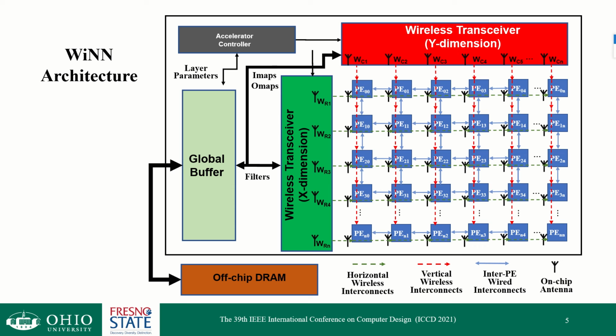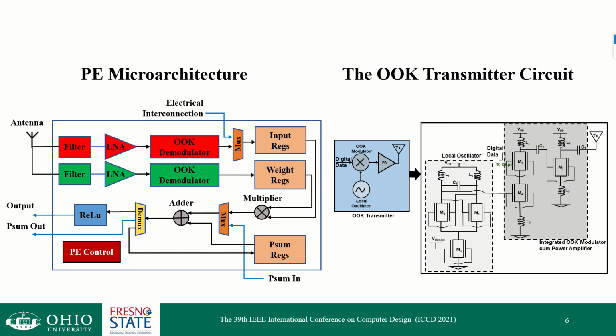Each processing element consists of a local memory, a computation unit, and a wireless receiver. Each processing element can receive the weight data and the inputs through the internal wireless receiver. The left figure shows the microarchitecture of the processing element. Two wireless receivers colored in red and green obtain weights and inputs through the external antenna respectively. The adder and the multiplier fetch data from the register files and perform a multiplication and accumulation per cycle.